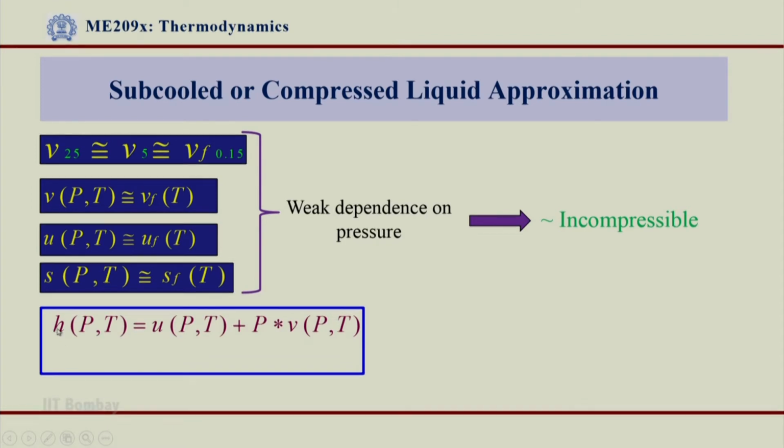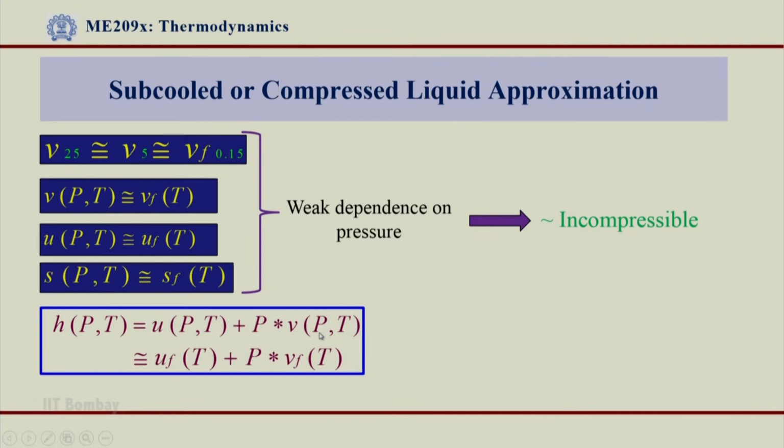And enthalpy I can write as H(P,T). Enthalpy, as you know, is H equal to U plus PV. So if I write the dependence of enthalpy, H depends on P and T generally, and is equal to U(P,T) plus P times V(P,T), as we know. But in this region we have already concluded that U(P,T) is equal to U_f(T). So if I go on writing those values, U(P,T) is equal to U_f(T) and V(P,T) is equal to V_f(T).